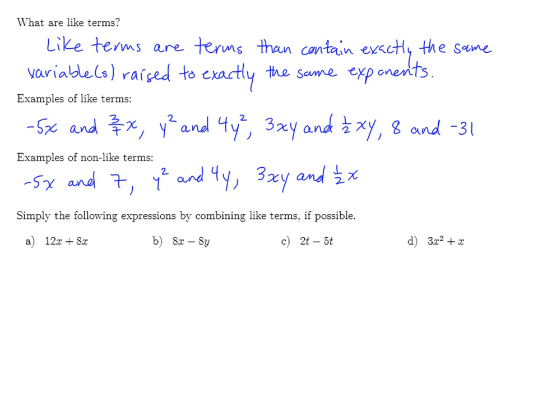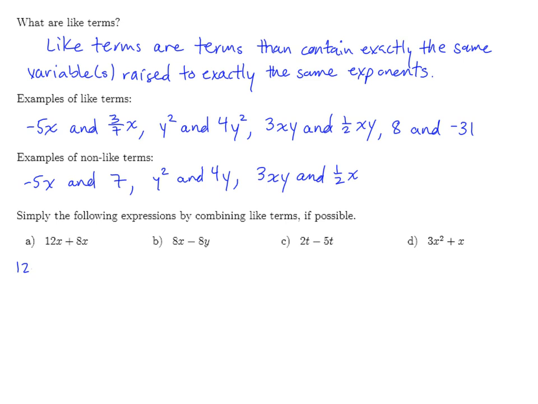Now, anytime we have like terms, we can add or subtract those two expressions and combine them. So if we look at this first example, we have 12x plus 8x, and we know that 12x and 8x are like terms. They both have x raised to the first power. So conceptually, I can think of 12x plus 8x as 12 of this thing and 8 of this thing, and I've added them together. So total, I should have 20 of that same thing.